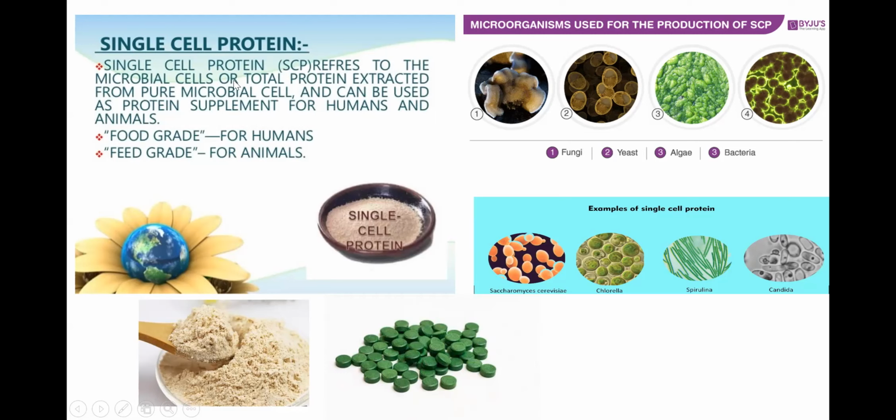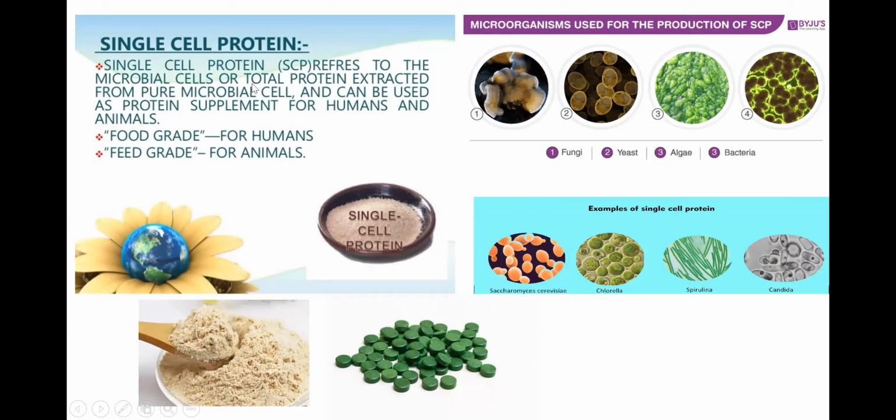As you can see, SCP is defined as the microbial cell or total protein extracted from pure microbial cells and can be used as a protein supplement. As you can see, this so-called protein source can exist either as an entire microbial cell, which is high in protein content, as high as 70%, or sometimes the protein will be extracted, but this will cause higher cost.